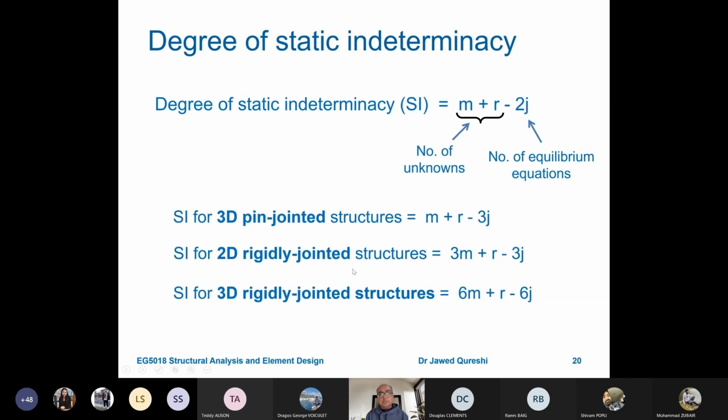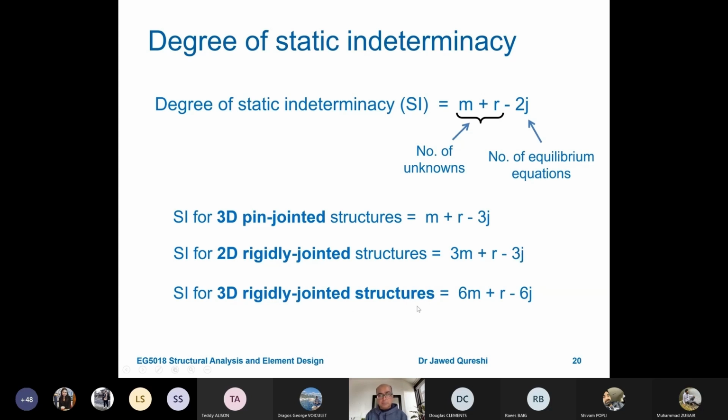Now, how about 2D rigidly jointed structures, fixed structures? In each member, you will have 3 forces: axial force, tension or compression, shear force, and moment. So that's why we have 3M here plus R, because it's a frame element. It is a rigidly jointed structure, minus 3J. Each joint can move in the horizontal direction, can move in the vertical direction, and can develop a moment as well. So that's why it is 3J.